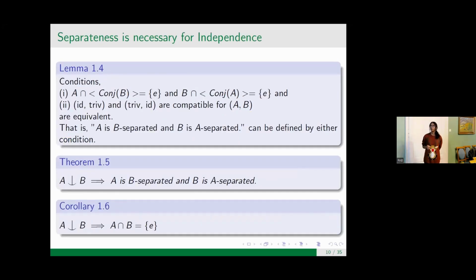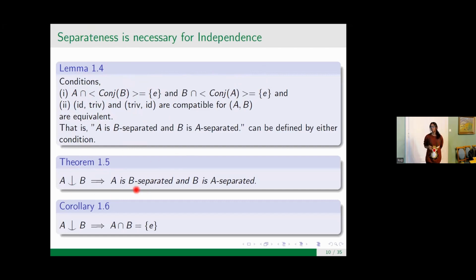Okay, moreover, we can observe that, yeah, these conditions, so that was one direction. The reverse direction, which I will not show, also holds. So it is true that 2 implies 1, which is what we showed there, but 1 also implies 2. So it is actually equivalent that A intersect this conjugate closure of B is equal to the identity. This is equivalent to identity and triv being compatible with A, B and this second symmetric part here. So that's a point to note.